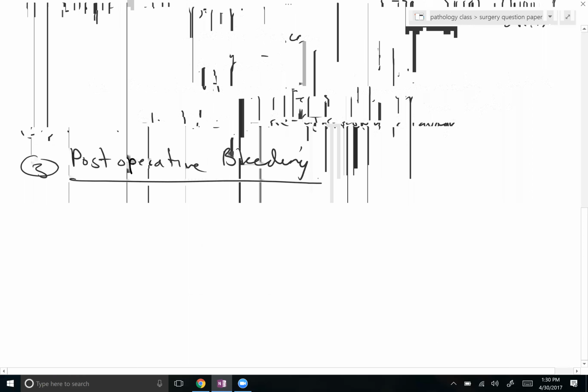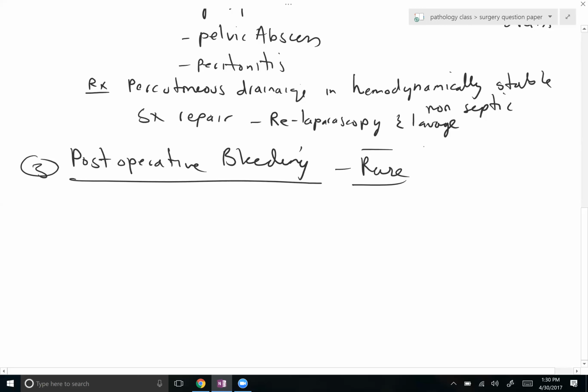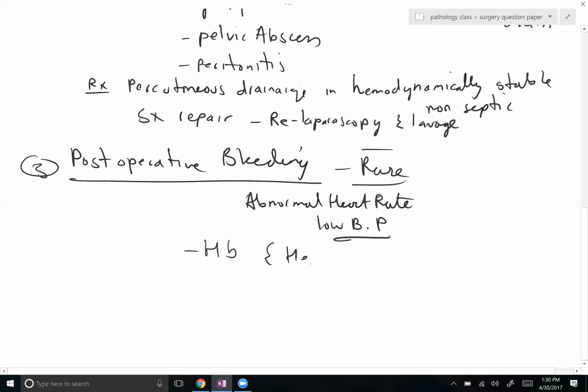Post-operative bleeding. It is a very rare complication, but any surgery can result in post-operative bleeding. What happens is the patient presents with abnormal heart rate and low blood pressure. And how we confirm it is we measure hemoglobin and hematocrit.